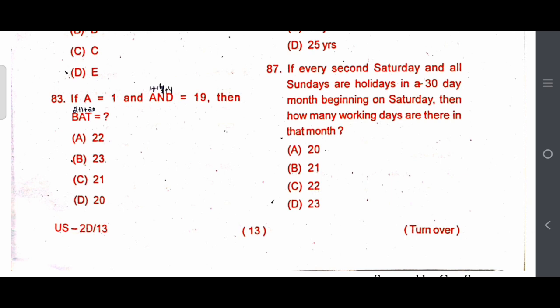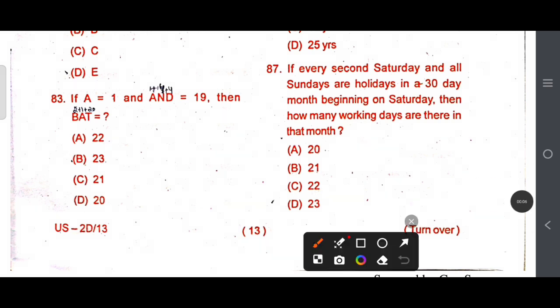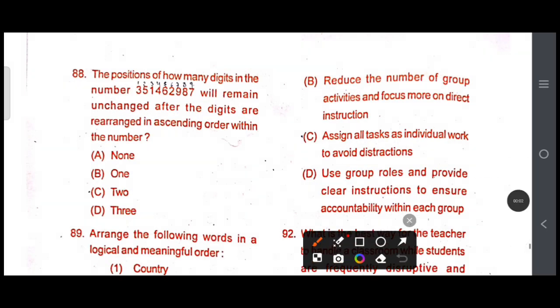Question number 87. If every Saturday, second Saturday and all Sundays are holiday in 30 days of month beginning on Saturday, then how many working days are there in that month? The correct answer will be 23. Question number 88. The position of how many digits in the number 351462987 will remain unchanged after the digits are rearranged in ascending order within the number?